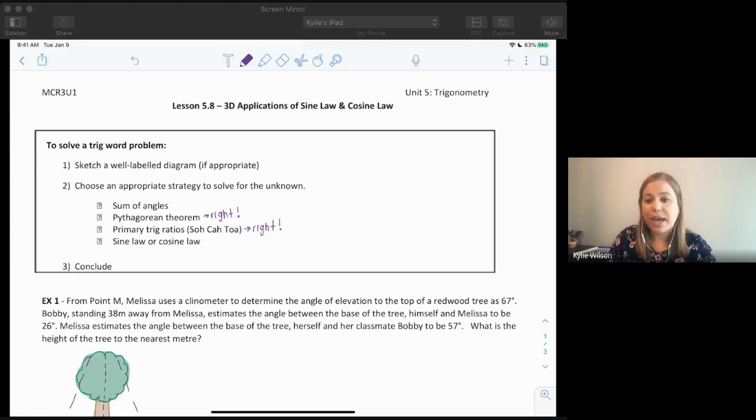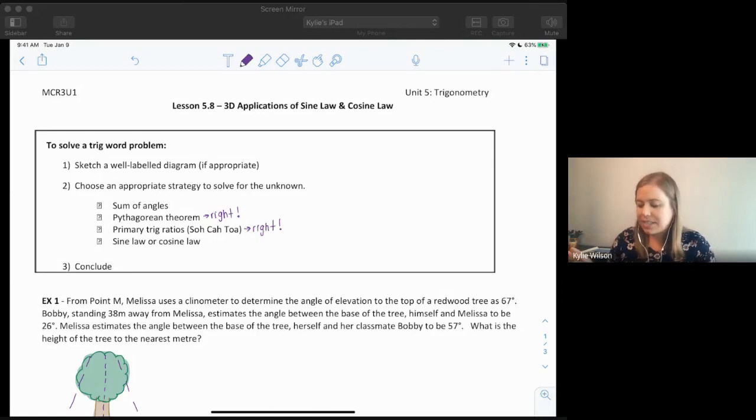If you accidentally used sine law or cosine law on a right triangle, it works out fine. But if you accidentally use SOHCAHTOA or Pythagorean theorem on a triangle that is not right, it doesn't work. They only work because of the 90-degree angle. That's what makes them all true and makes it so you can use them. So please be careful about that.